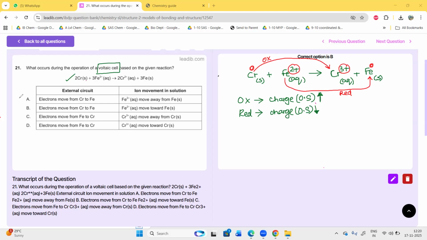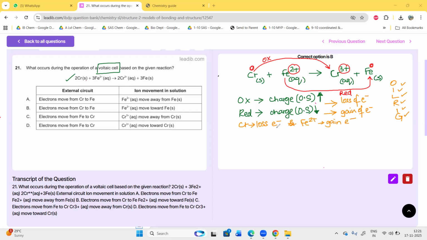Once you know this, the next part is what oxidation and reduction mean. Oxidation is loss of electrons. Whenever oxidation happens, you lose electrons, and reduction is gain of electrons. The mnemonic you can remember is OIL RIG. Oxidation is losing electrons, reduction is gaining electrons. So your chromium is going to lose electrons, and your Fe2+ is going to gain electrons.